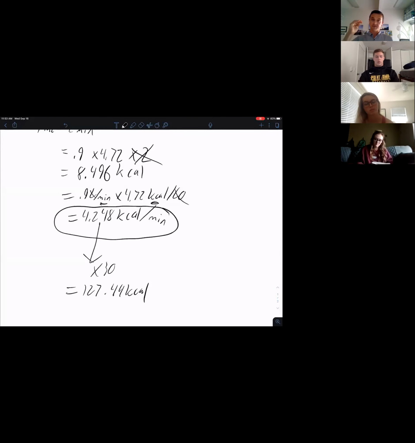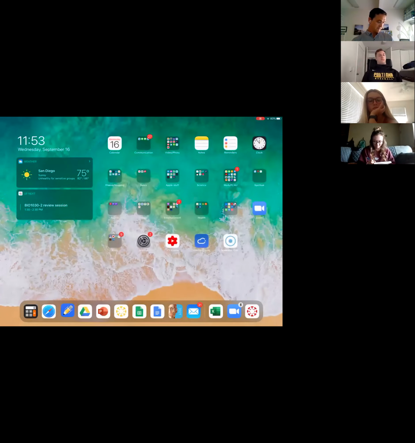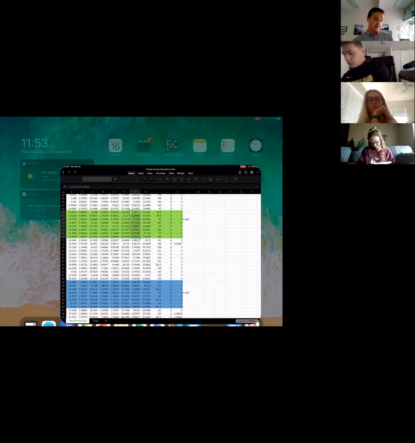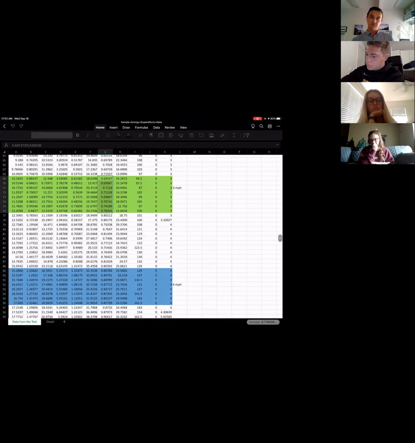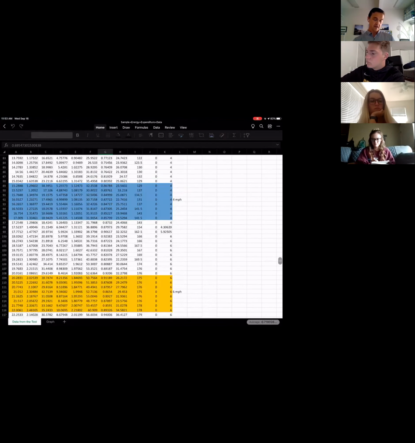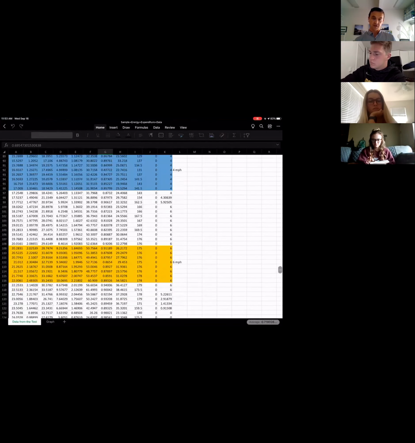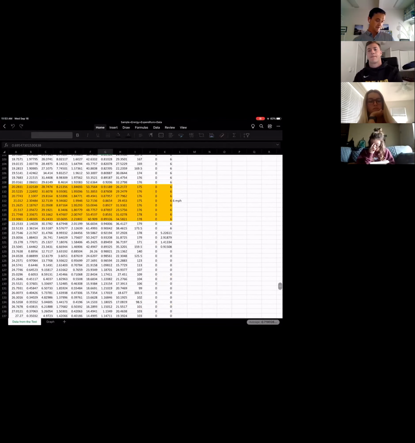So you're going to do that for the 3 mile per hour, the 4 mile per hour, and the 6 mile per hour time slots there. Remember, you're just using the highlighted data. So you've got the green stuff for the 3 mile per hour, go down to the blue for the 4 mile per hour, and then you've got this orange for the 6 mile per hour. And you're going to do the same calculations there.